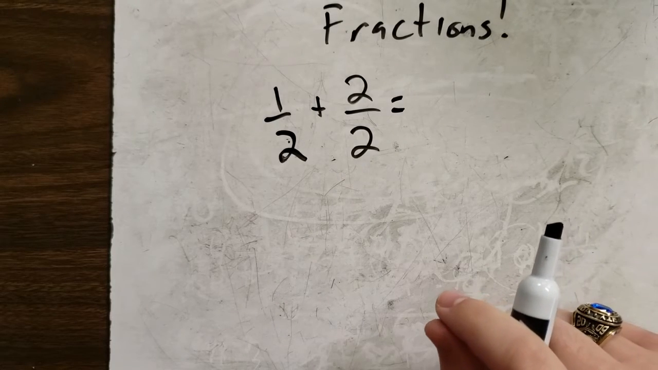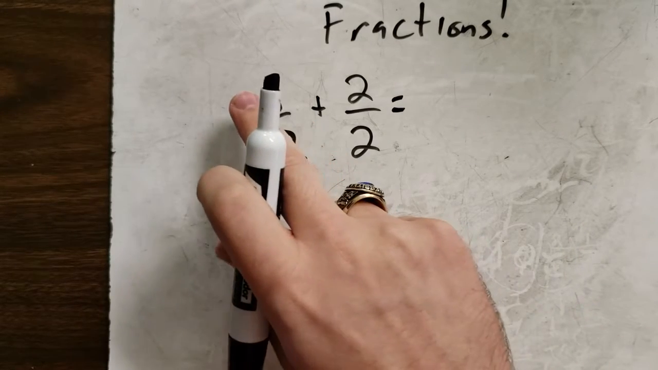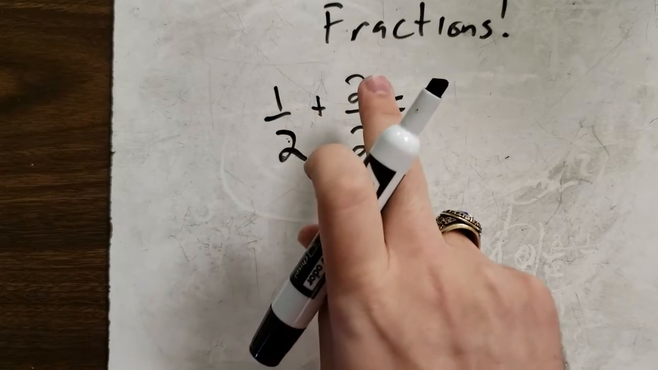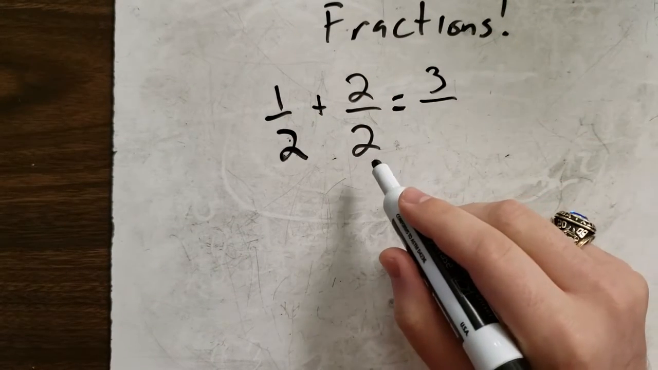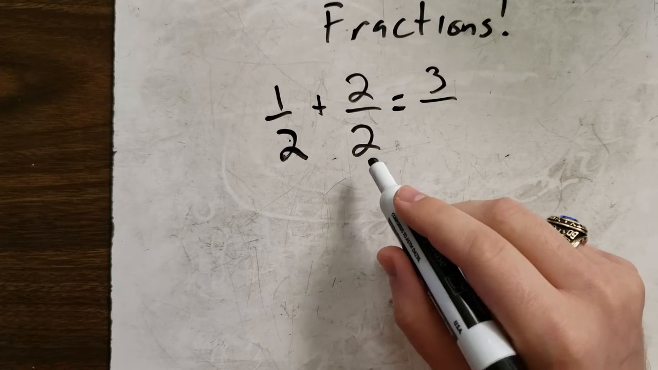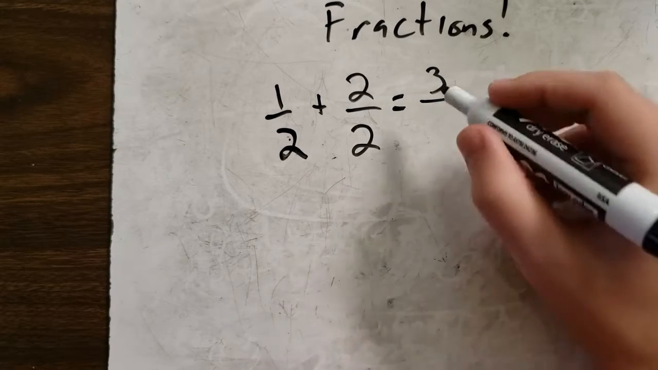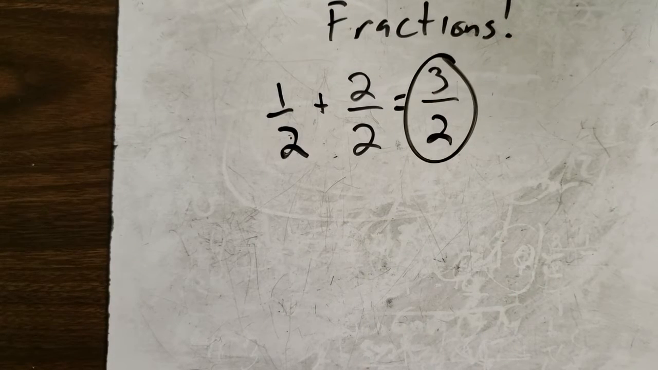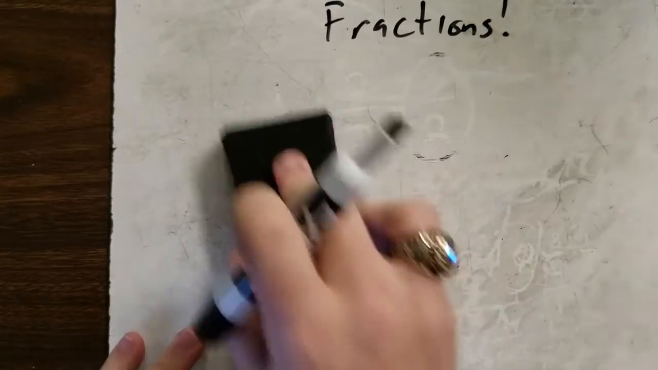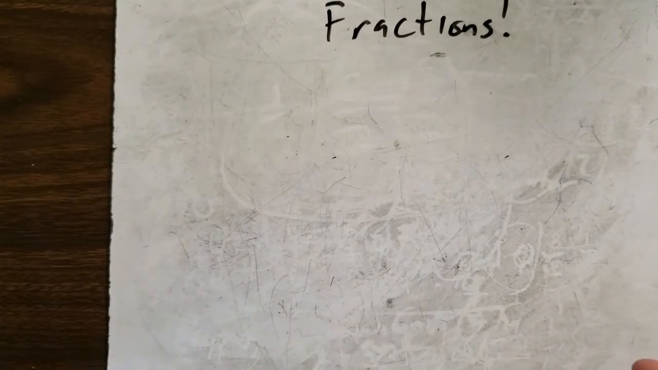Now, when you add fractions, all you do is add the top numbers, the numerators. So 1 plus 2, and that gets you 3. Your denominator, when subtracting and adding, stays the same. So if it's 2 here, it's 2 here. And our answer is 3/2. And it's as simple as that. Let's try something a little more.